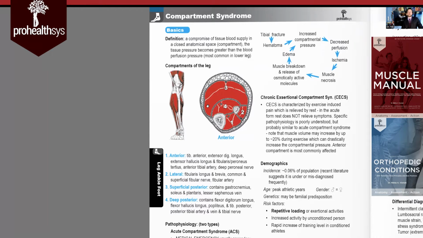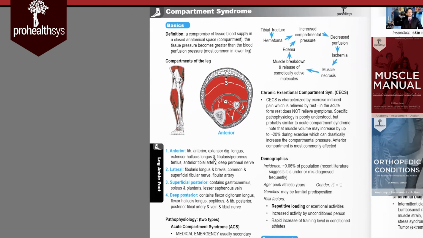Other places you might see compartment syndromes are even in the low back. You can find them. I see them in rock climbers and bodybuilders all the time for upper limbs into the forearms and hands. So pretty much anywhere you have a fascial lining that's relatively dense, so dense, regular, or deep fascia, you can develop a compartment syndrome.